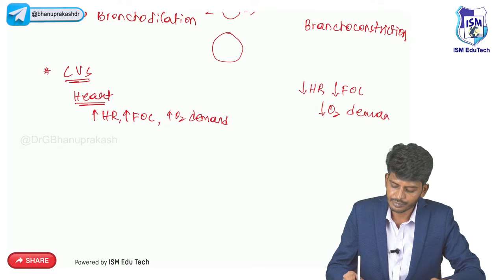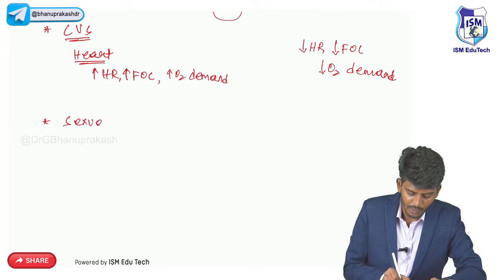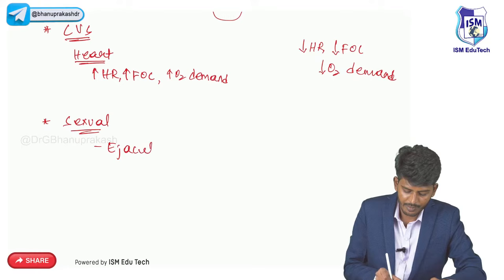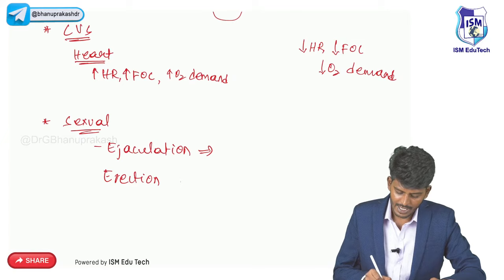Okay. Now, let's go to the next important aspect. What is that? That will be your sexual activity. Now, what about sexual activity? Two important things. One of them is your ejaculation, and one more thing is your erection. Tell me now, erection is under the influence of which nervous system?